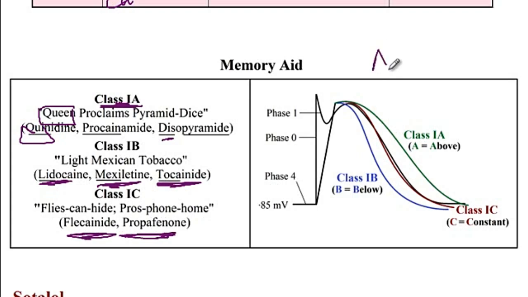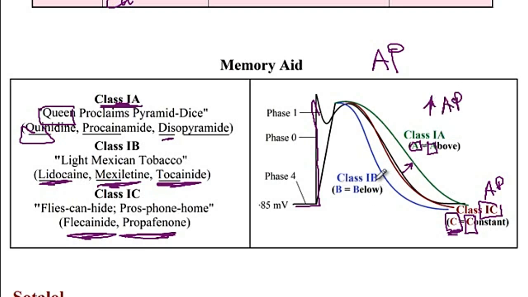Now in terms of their effects on the action potential, here we have the black line which corresponds to the normal ventricle action potential. And then class 1C doesn't change the action potential. So class 1C is right on top of the normal action potential, remaining constant. Class 1A pushes the curve above, so it increases the duration of action potential, while class 1B pushes the curve below, so therefore it will decrease the duration of action potential.